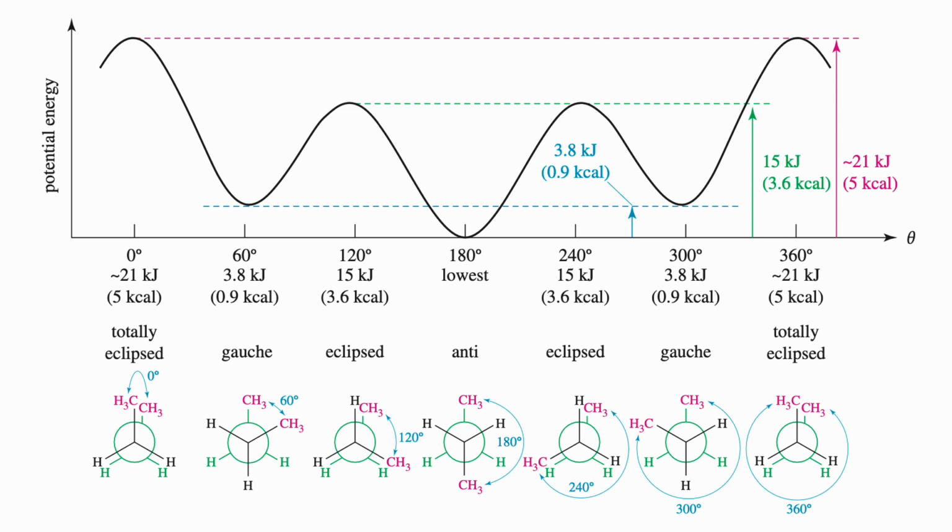We would call this a relative potential energy of 0. We don't have any gauche interactions. There are no eclipsed interactions. So there is nothing in this conformation that's causing any destabilization.